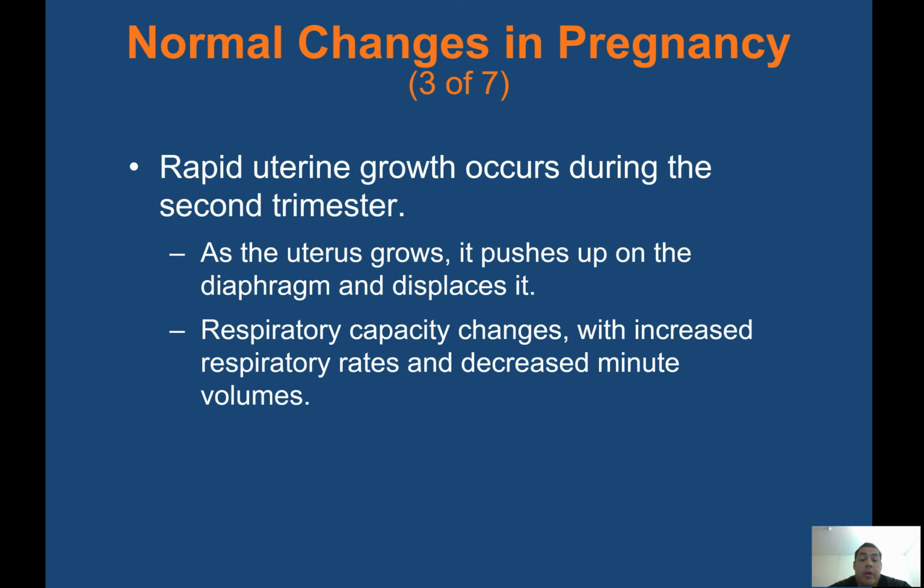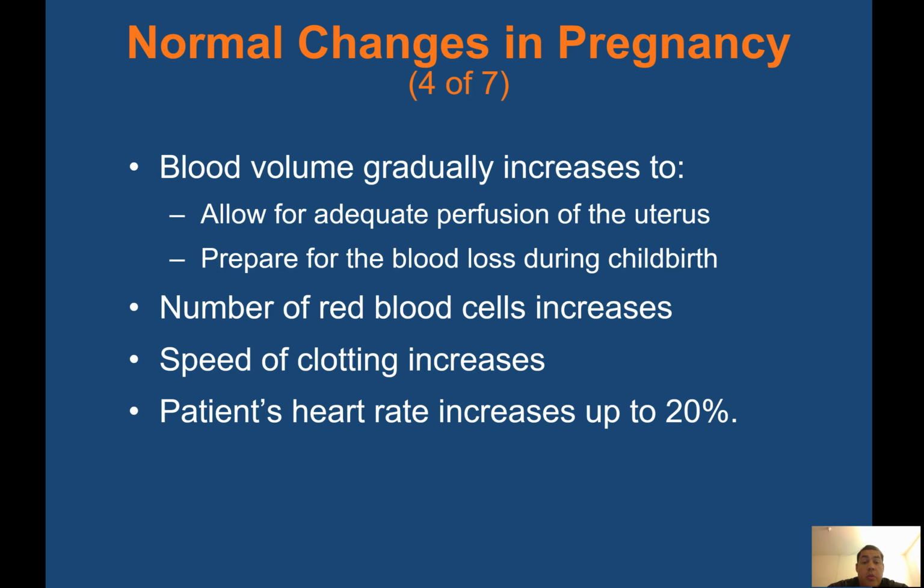Rapid uterine growth occurs during the second trimester. As the uterus grows, it pushes up on the diaphragm and displaces it. Respiratory capacity changes with increased respiratory rates and decreased minute volume. So blood volume gradually increases to allow for adequate perfusion of the uterus and prepare for blood loss during childbirth. Number of red blood cells increases, speed of clotting increases, patient's heart rate increases up to 20%.